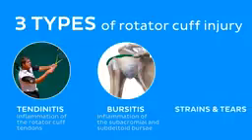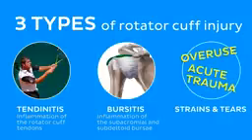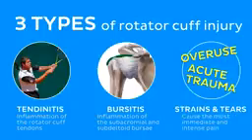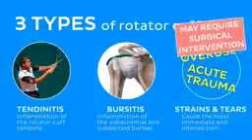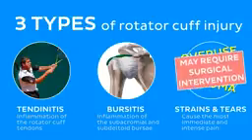And finally, we have strains and tears of the rotator cuff, which are caused by overuse or acute trauma to the shoulder joint. The tendons of the rotator cuff muscles may be overstretched or torn, partially or completely. Now, these types of rotator cuff injury cause the most immediate and intense pain for sure, and sometimes require surgical intervention.